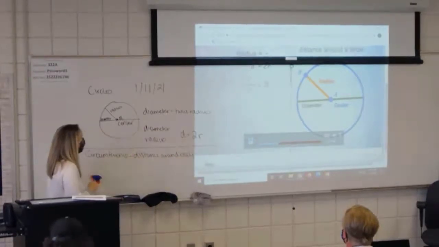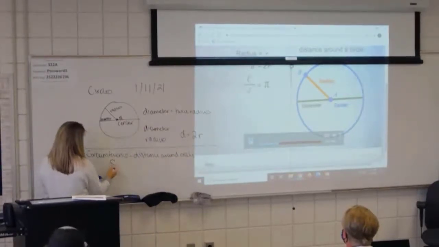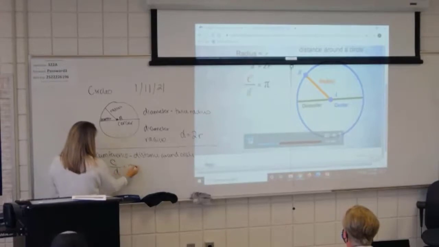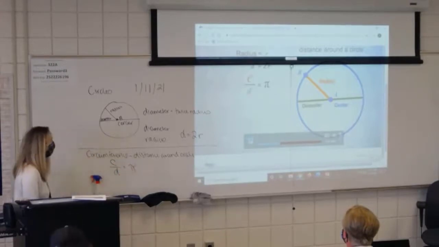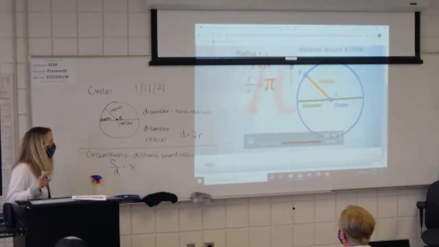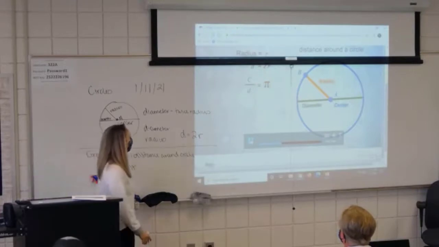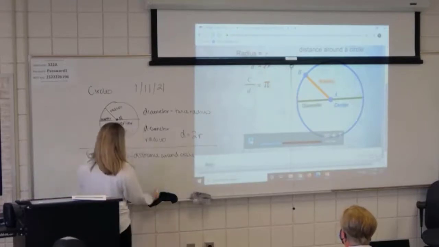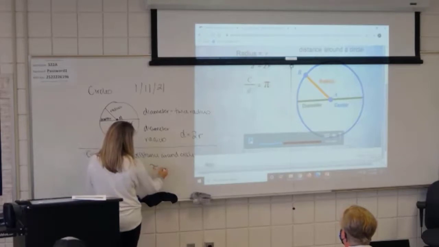In every circle, the ratio of the circumference, C, to the diameter, D, comes out to be the same number, a constant. We don't really have an exact number. We call that number pi, which is represented by the Greek letter pi. Pi is a non-repeating, non-terminating decimal, so it goes on forever.